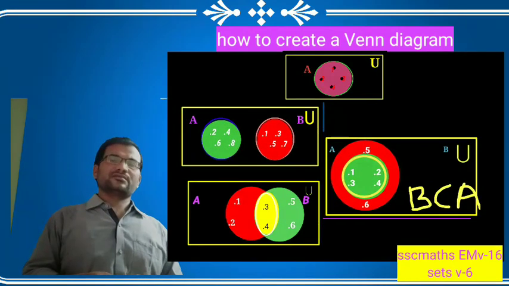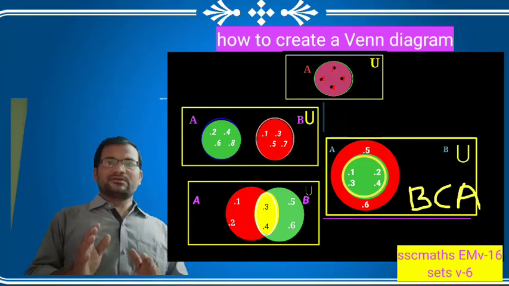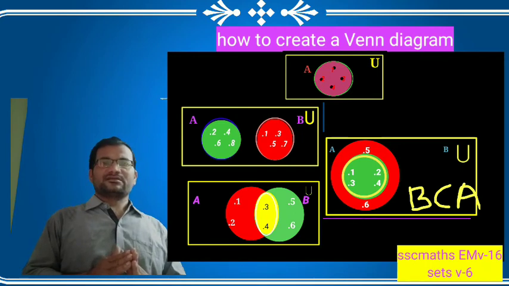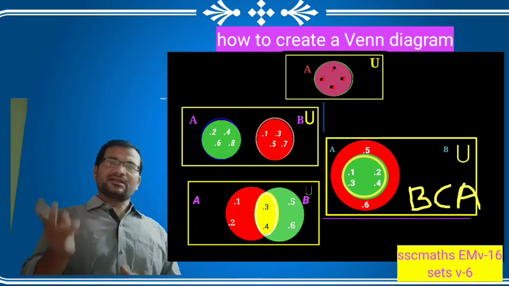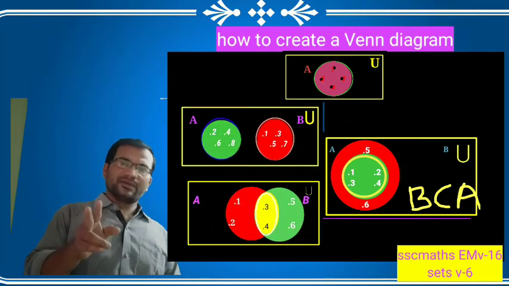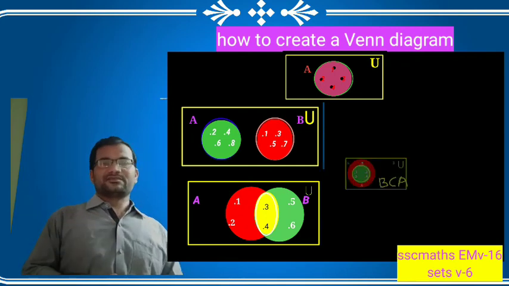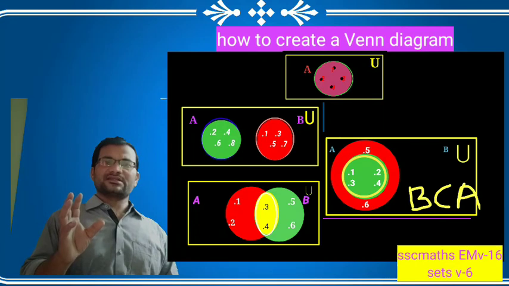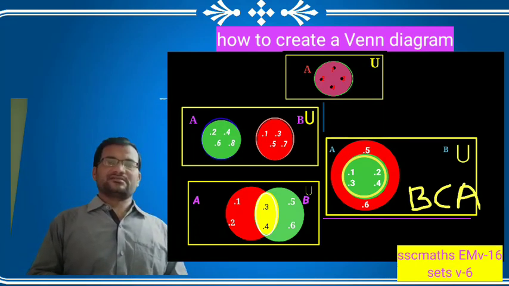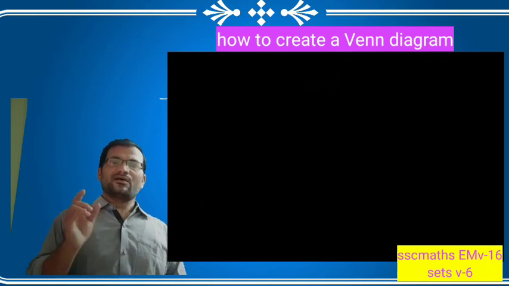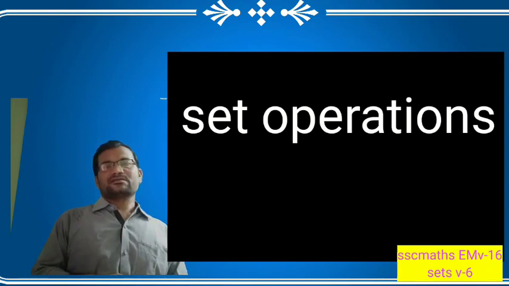More than two sets we will learn in our higher classes. This is about Venn diagrams. When two sets are within the universal set, they are either overlapping, or disjoint, or one inside another. So these three types of representation we see in sets. Later we will discuss how to represent set operations as Venn diagrams. Later we see.